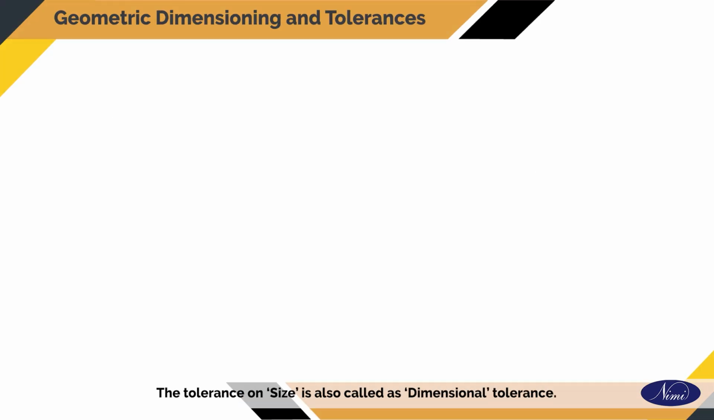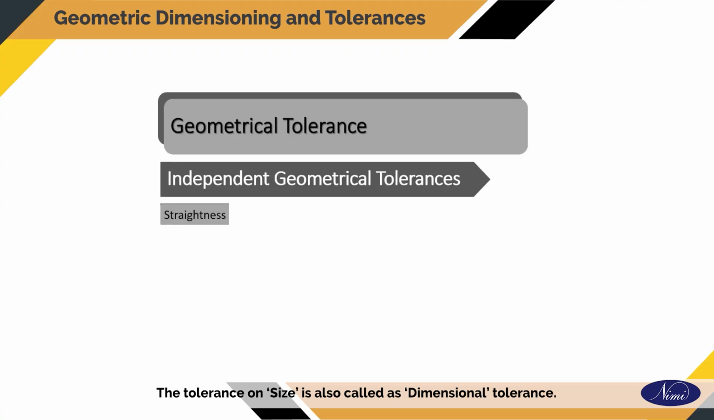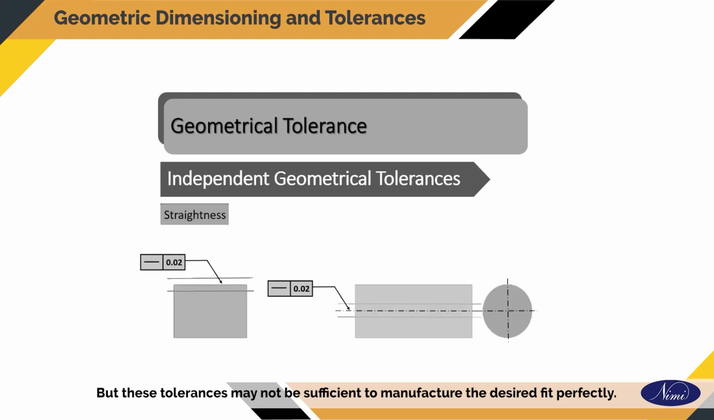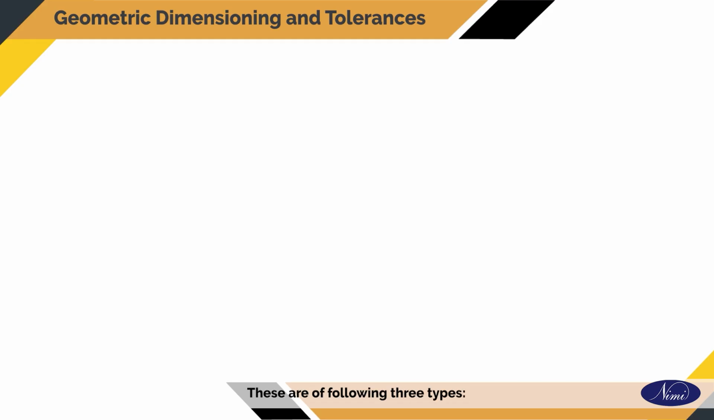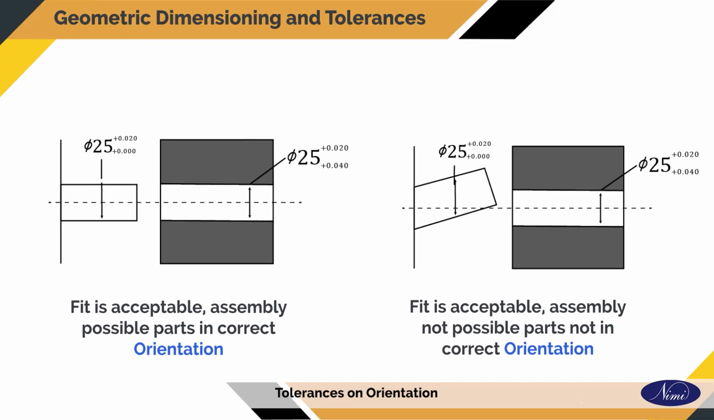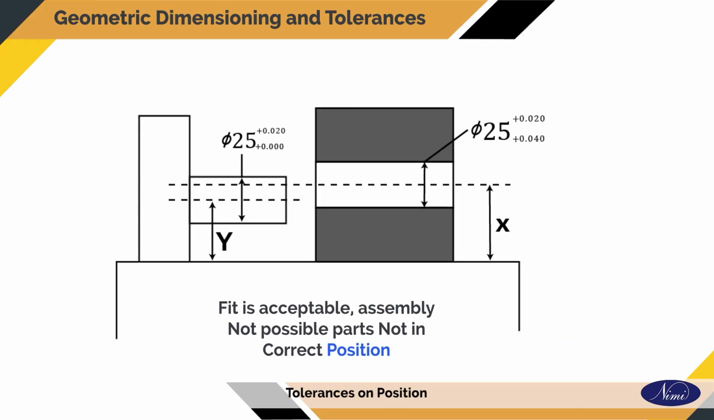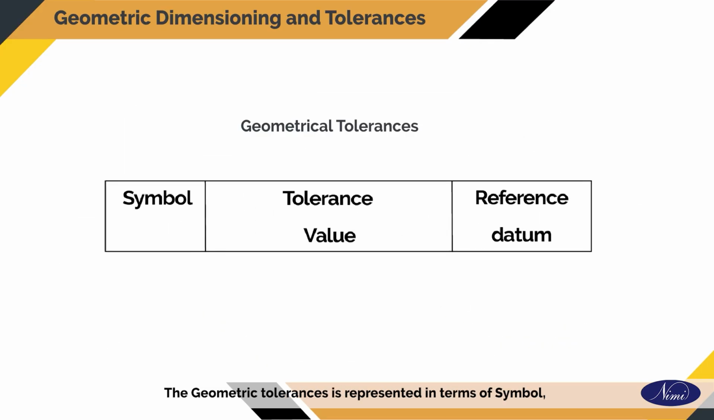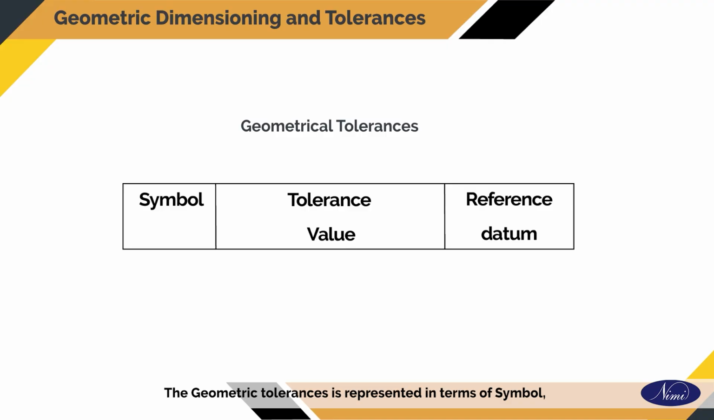The tolerance on size is also called dimensional tolerance. But these tolerances may not be sufficient to manufacture the desired fit perfectly. So, we require additional tolerances called geometrical tolerances, as shown in the example. These are of the following 3 types: tolerances on shape or form, tolerances on orientation, and tolerances on position. The geometrical tolerances are represented in terms of symbol, tolerance value and reference datum.